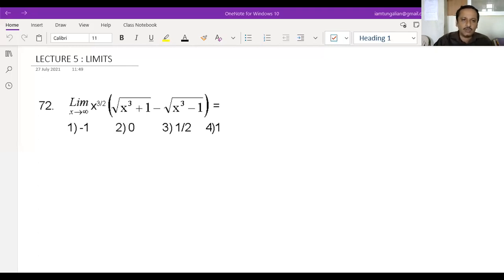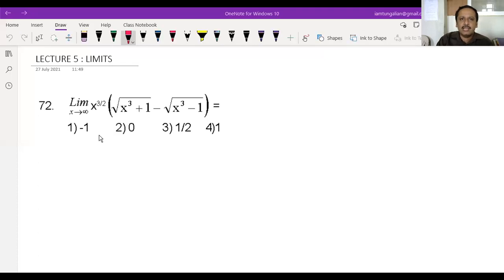Okay. So look at this question number 72 here. Limit x tends to infinity, x power 3 by 2 into square root of x cube plus 1 minus cube root of x cube minus square root of x cube minus 1. So as it is, if I apply the limit, this will be infinity minus infinity. It is an indeterminate form. So now let us rationalize this.